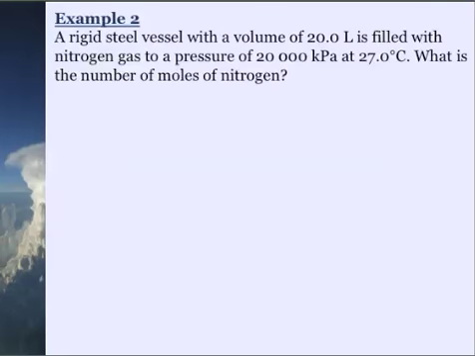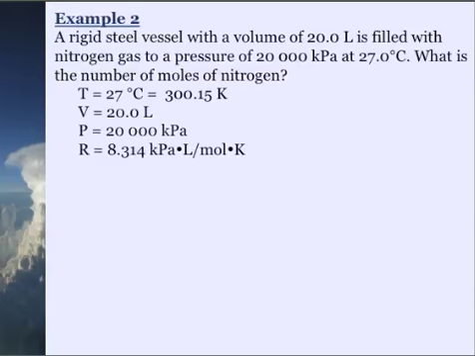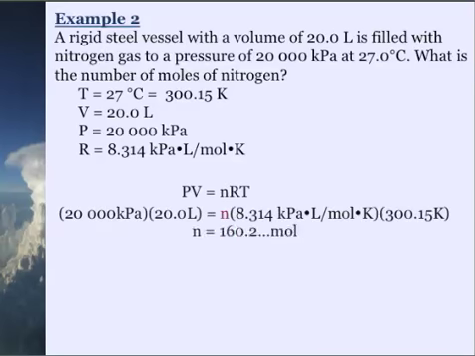Another example: a rigid steel vessel with a volume of 20 liters is filled with nitrogen gas to a pressure of 20,000 kilopascals at 27 degrees Celsius. What is the number of moles of nitrogen? Great question. Here are the things that I know. I know my temperature. I know my volume. I know my pressure. I know my constant. I'd love to see, what am I trying to find out? Number of moles. Here's my equation. My substitution and my manipulation would give me this answer, rounded to proper significant figures, 160 moles.